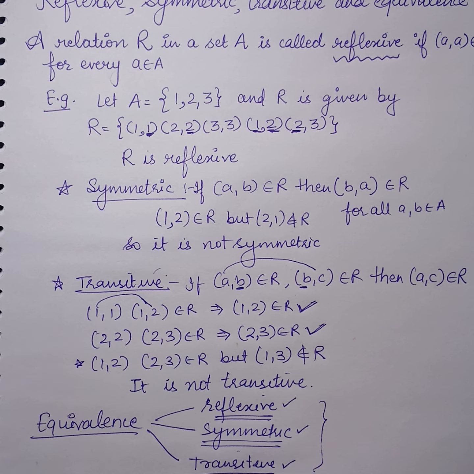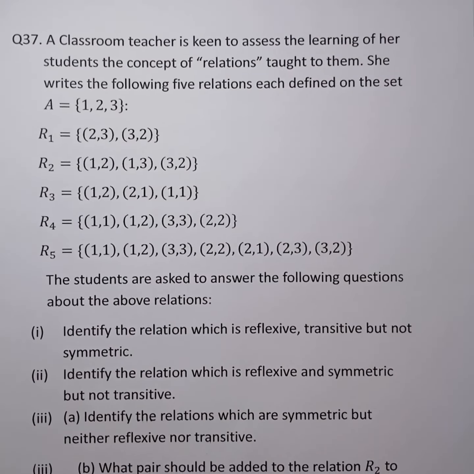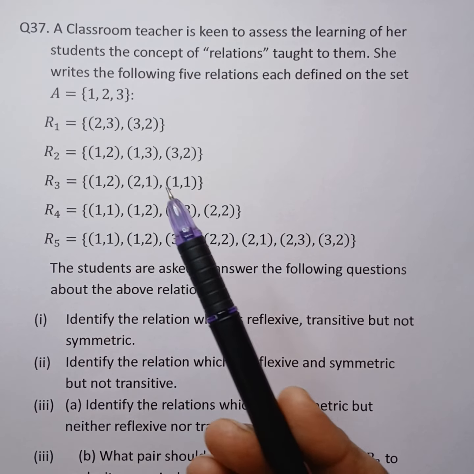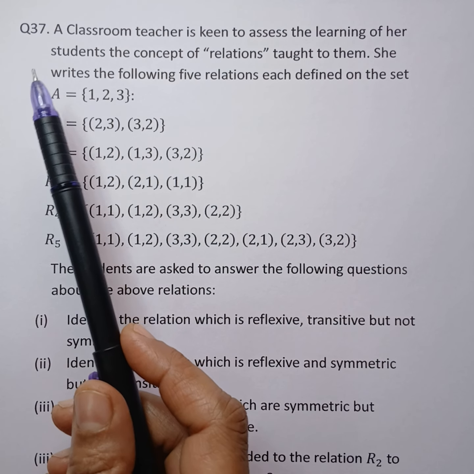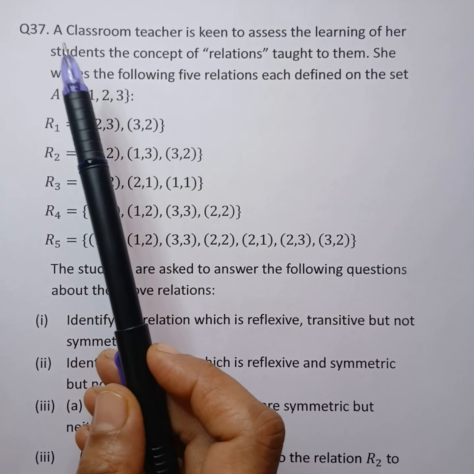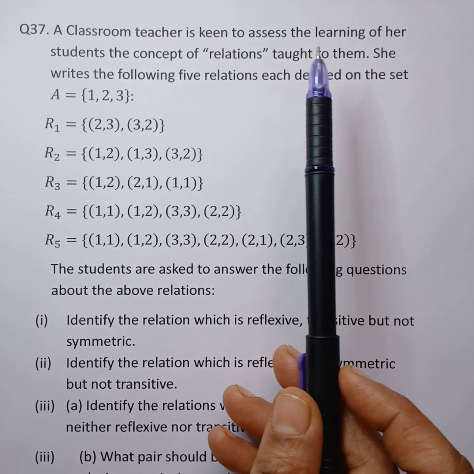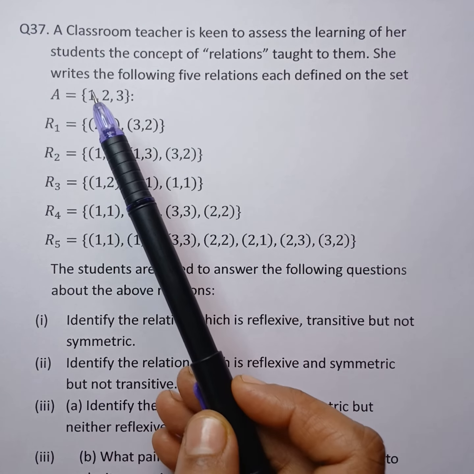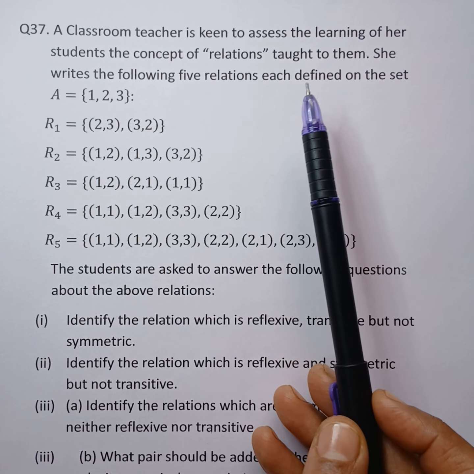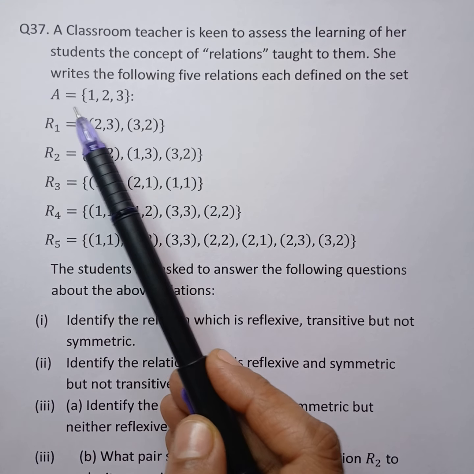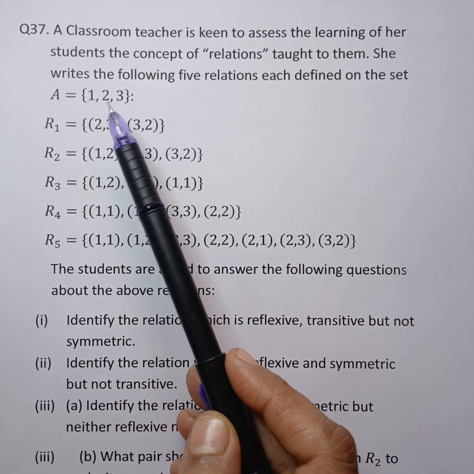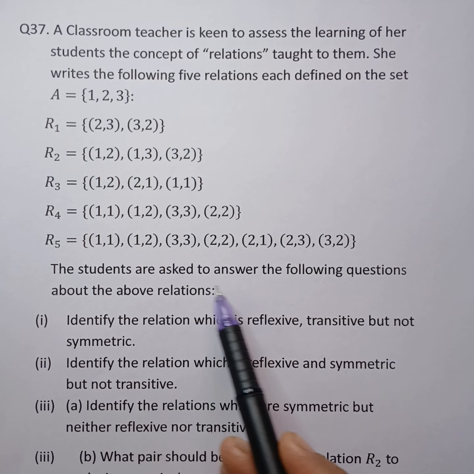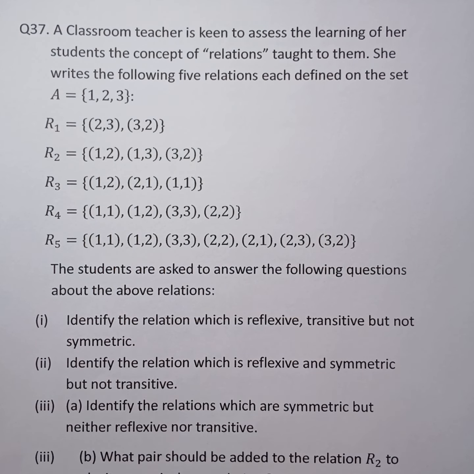Let us just see this example which has come in this year's board exam, the 2025 CBSE board exam. This question was there, question number 37, related to this topic only. A classroom teacher is keen to assess the learning of her students, the concept of relations taught to them. She writes the following 5 relations, each defined on the set A. So here also the set A is given as {1, 2, 3} and 5 relations are given to us. The students are asked to answer the following questions about the above relations.